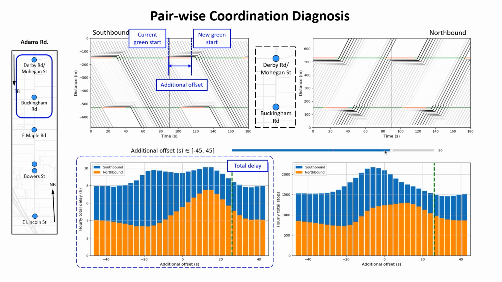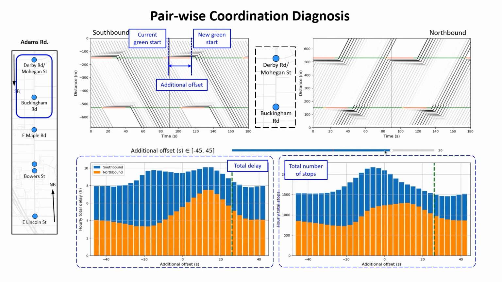The bottom left figure reports the total delay prediction for different additional offsets. The bottom right figure reports the number of stops. The southbound performance prediction is shaded blue, and the northbound performance prediction is shaded in orange. The green dashed line in both figures indicates the current additional offset reflected in the probabilistic diagrams.